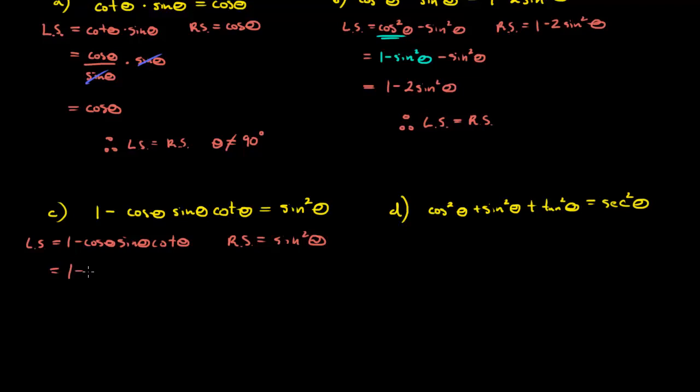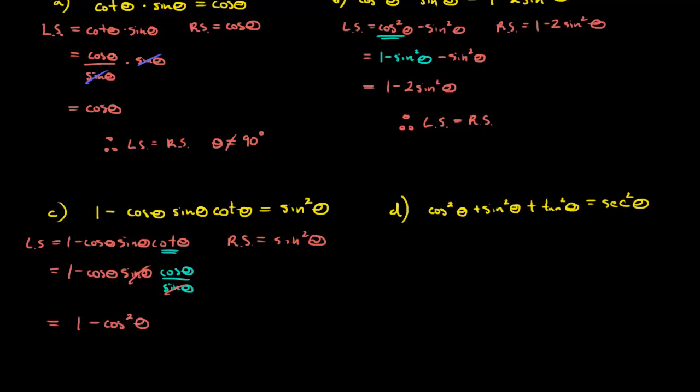So I have 1 minus cos theta sine theta times, I can rewrite cotan theta as cos theta over sine theta. Now, a factor of sine theta divides out here. And what I'm left with is 1 minus cos theta times cos theta. And cos theta times cos theta is just cos squared theta. So I have 1 minus cos squared theta.